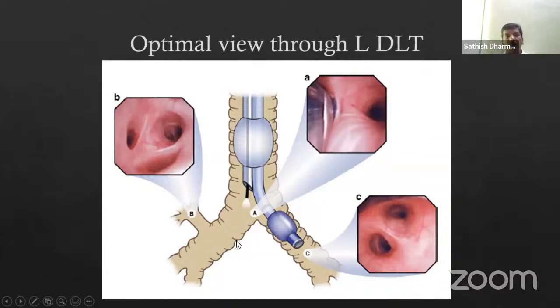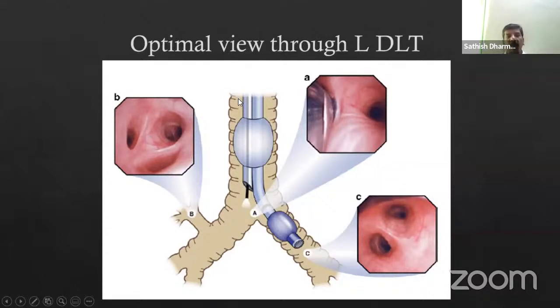When you put a left DLT, what are the things you should see? First, you have to pass the fiber optic bronchoscope through the tracheal lumen and see the carina. This is the first picture, carina, where you should see the bronchial cuff just entering into the left main bronchus. Once it is seen, then you should go inside the right side of the bronchial lumen and look for the right upper lobe trifurcation, which is the landmark for the right-sided bronchus. So once you know this, you know the bronchial lumen has gone into the left side appropriately.